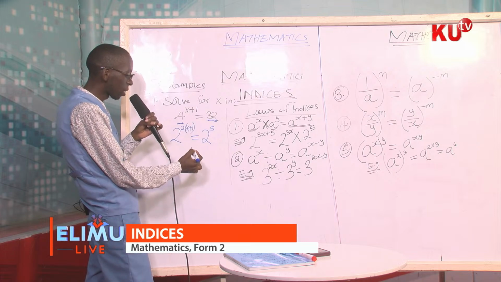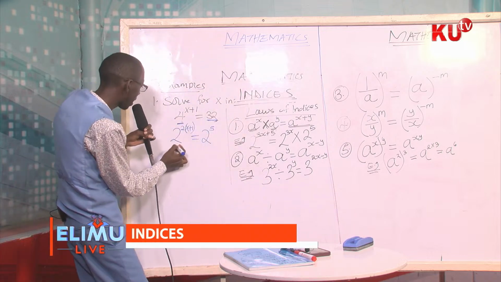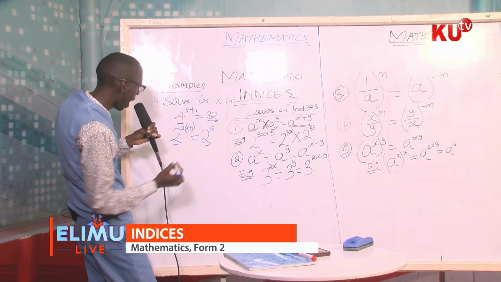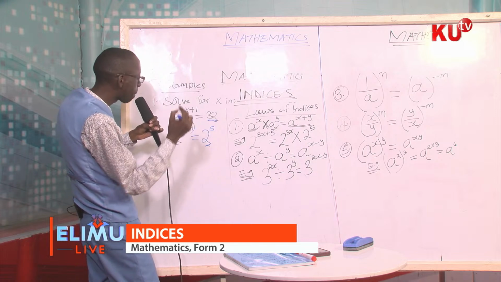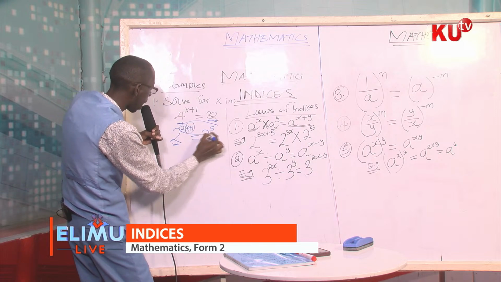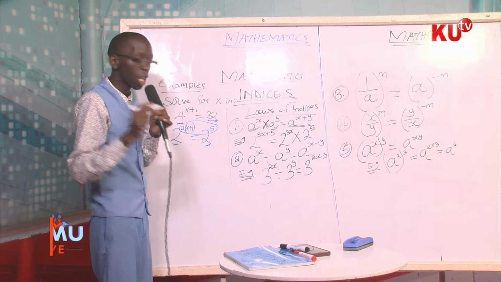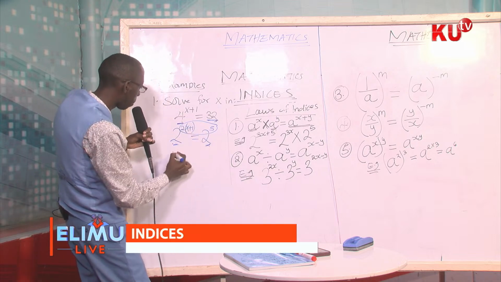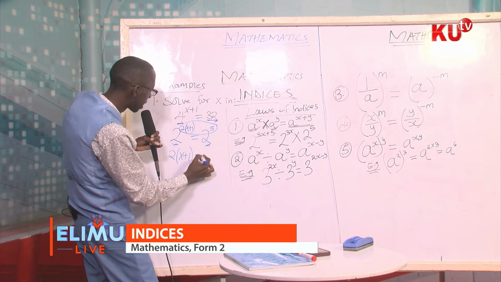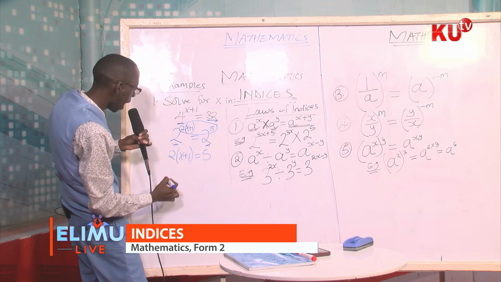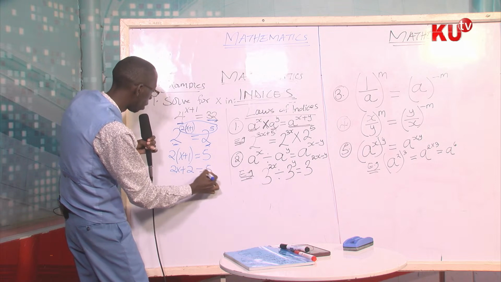Now, my dear students, the bases are the same. If the bases are the same, we equate the powers. Do not equate the powers if the bases are not the same. If the bases are the same, we equate the powers. So we'll have 2 into bracket x plus 1 is equal to 5. Open the bracket. 2x plus 2 is equal to 5.